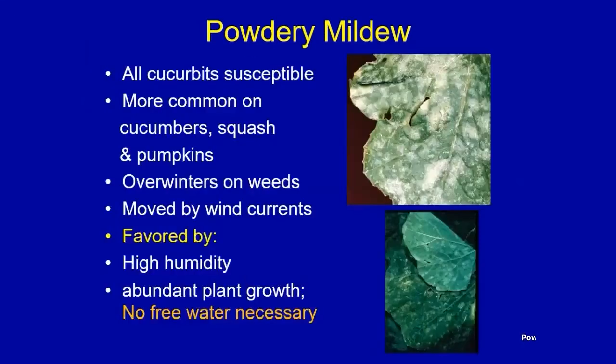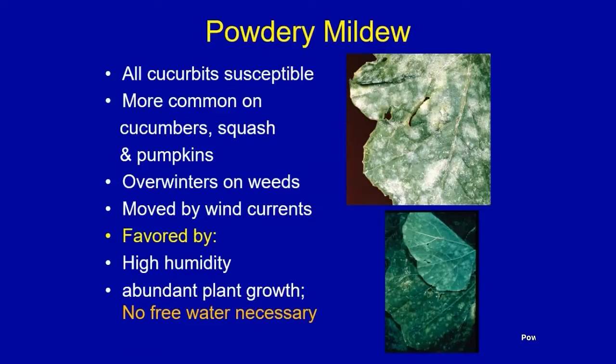Sorry about that. Powdery mildew is a disease I think most people have seen. If they realize what it is, I'm not sure, but it hits a number of different crops and it hits all cucurbits. They're all susceptible, more commonly on cucumbers, on squash, both yellow and winter squash, and on pumpkins.